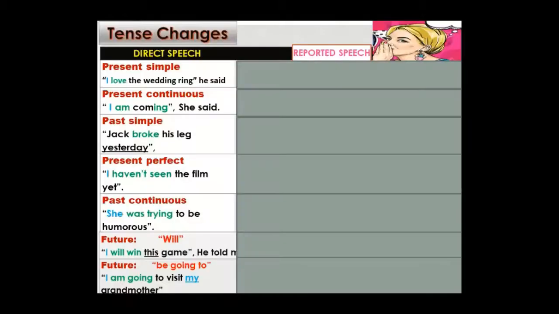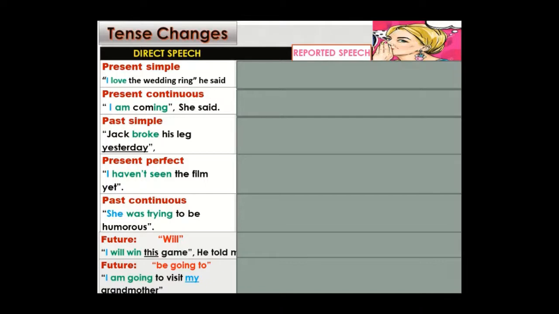Now, in this lesson, we will start by studying how to report statements. Nice. So now let's see the changes of tense when reporting a sentence from direct to indirect or reported speech.